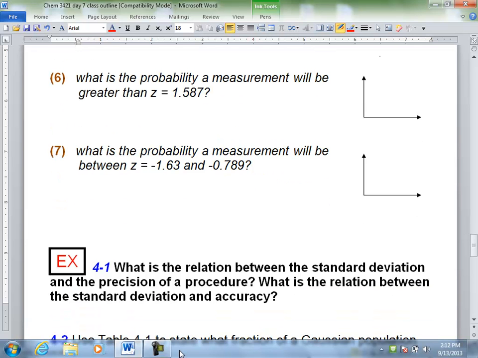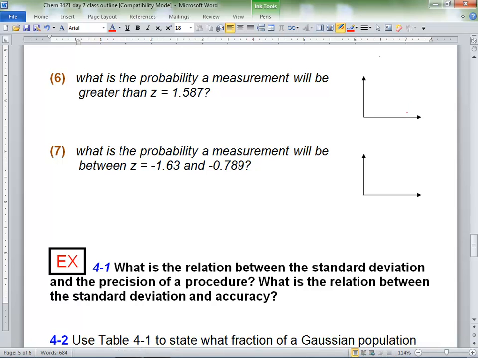Okay. What is the probability a measurement will be greater than 1.587? So I've got 1.587. Here's z equals 0. All right, so what would I shade in? Everything to the right of that 1.587. 1.587 definitely isn't in the table, so we know we're going to have to interpolate. But interpolate between what and what?